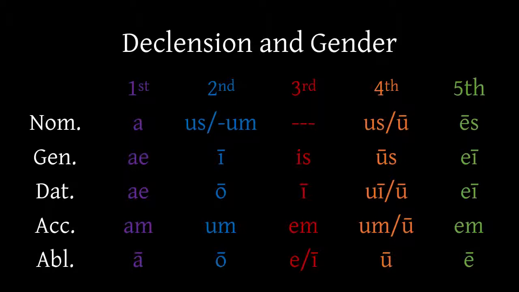As far as the five declensions of Latin go, the first declension contains mostly feminine, some masculine nouns. The second declension contains only masculine and neuter nouns, and they have distinct forms, so that's good news. The third and fourth declensions contain a mix of all three genders. And the fifth declension contains all feminine nouns, except for the word for day and midday, dies and meridies.